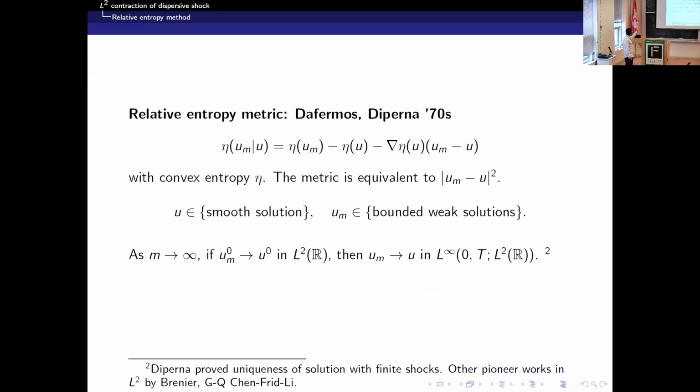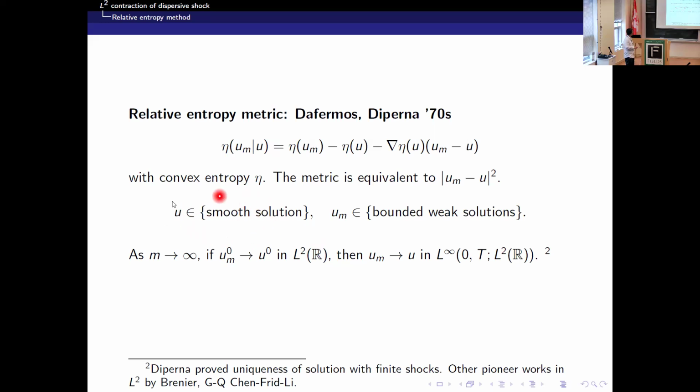So relative entropy. Alex didn't show this. So this is the relative entropy metric, and we are using this metric. This is more or less a Taylor expansion, and eta is the convex entropy. Because it's a Taylor expansion, the error term is related to the square, and also because eta is convex, the Hessian has a sign. So this metric is exactly equivalent to this L2 norm.